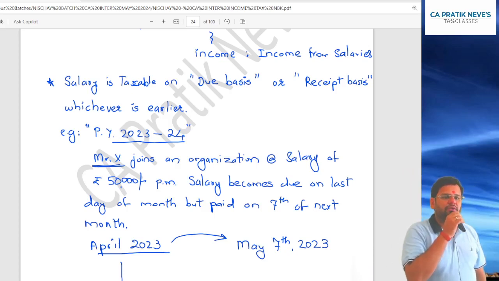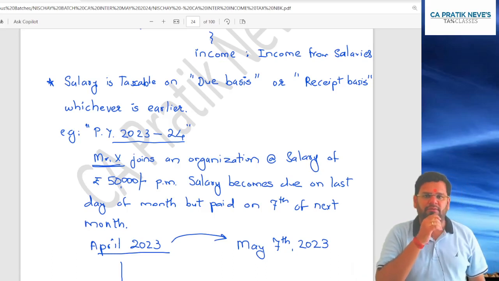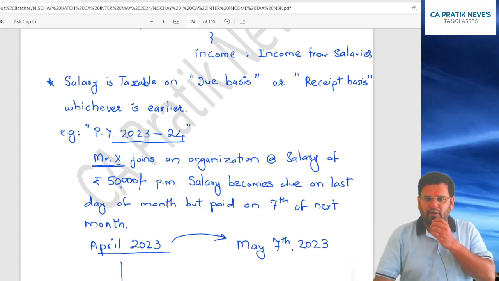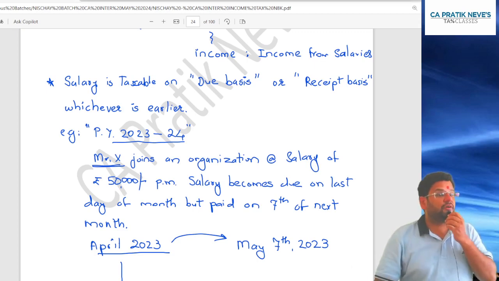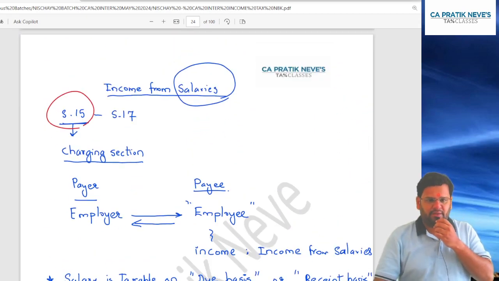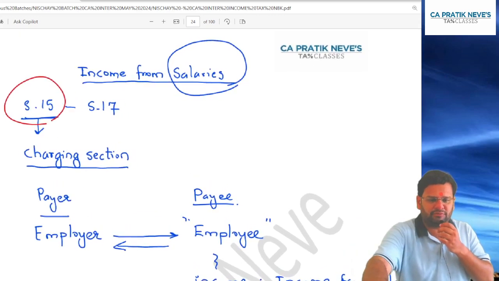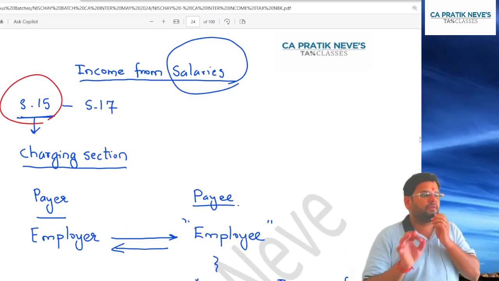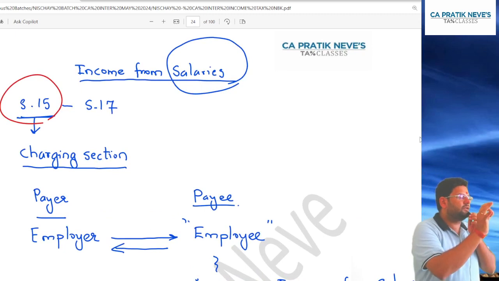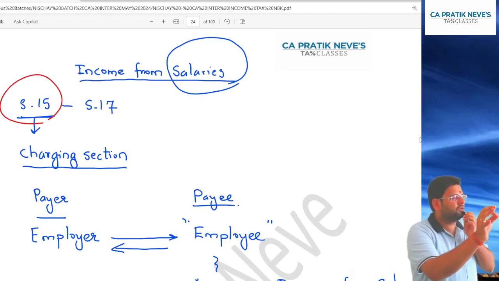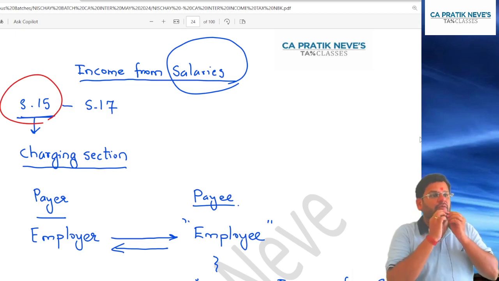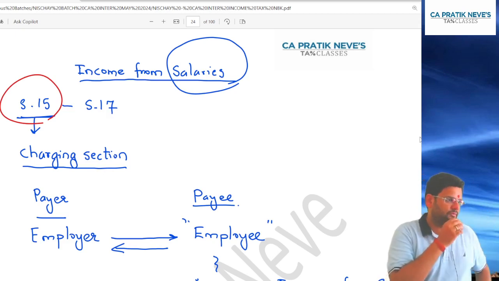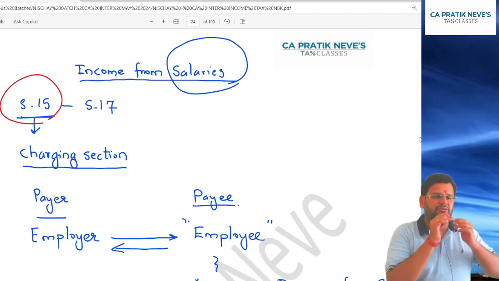So let's start with the topic of income from salary. Income from salary, as you know, is the first head of income. It is covered in section 15 to section 17. That's it. Only three sections, but with a lot of income tax rules also.